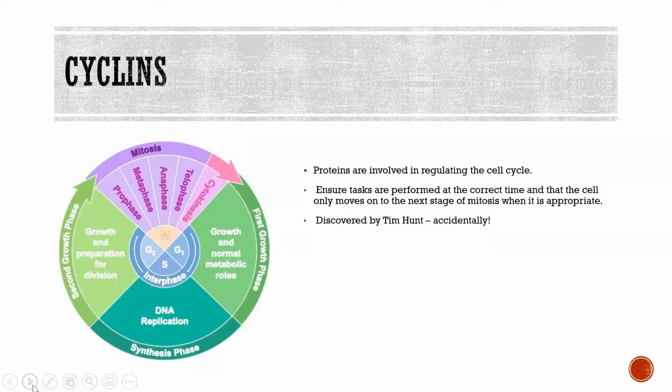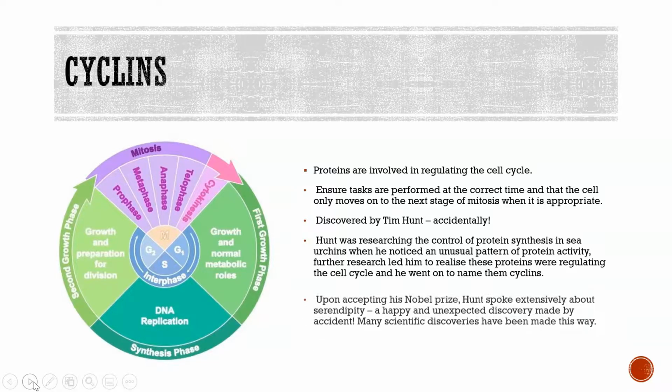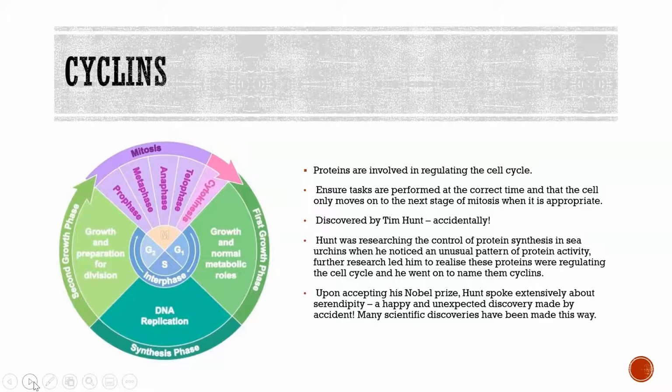They were discovered by Tim Hunt back in the 70s and 80s accidentally. Hunt was researching the control of protein synthesis in sea urchins when he noticed an unusual pattern of protein activity. Further research then led him to realize that proteins were regulating the cell cycle, and then he went on and he named them cyclins. Upon accepting his Nobel Prize, Hunt spoke extensively about serendipity, a happy and unexpected discovery made by accident. Many scientific discoveries have been made this way.